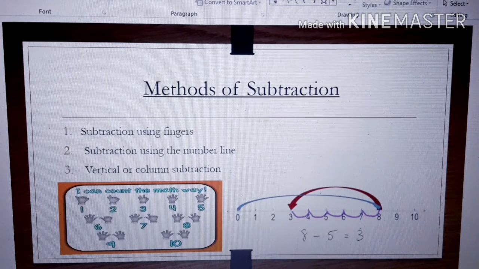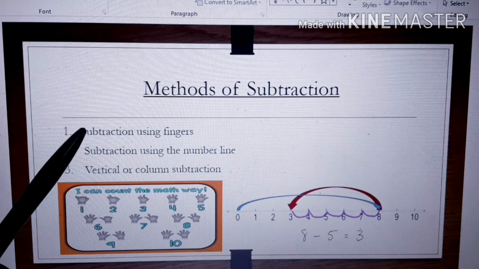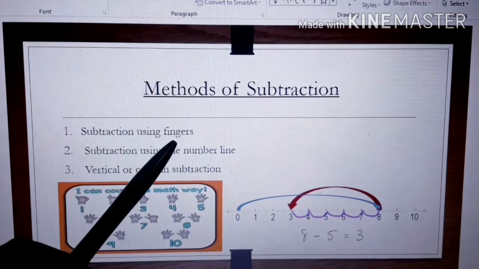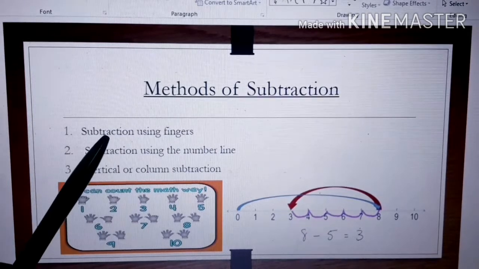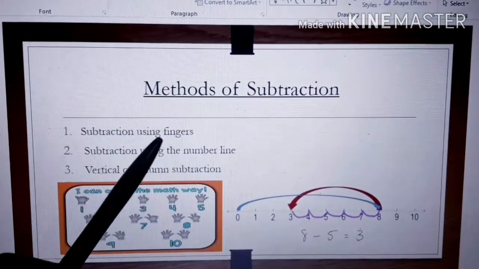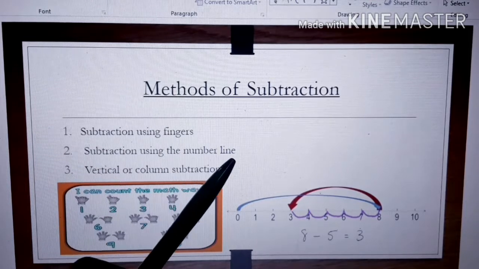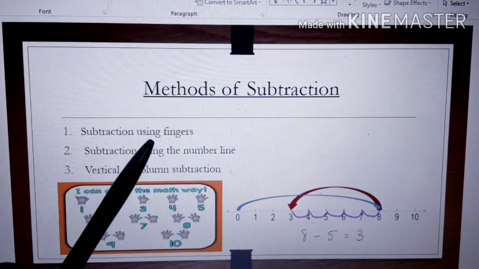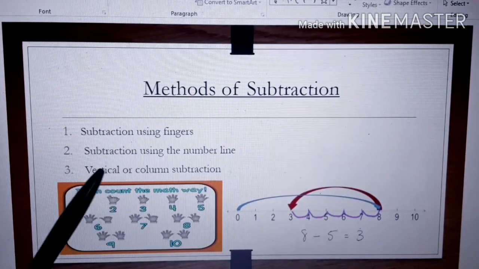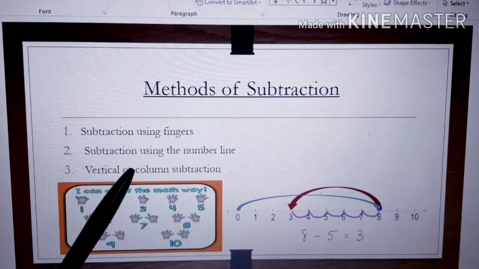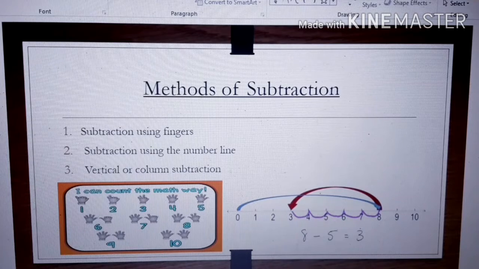Next, what we did in this chapter is methods of subtraction. We did 3 methods of subtraction. First one, subtraction using fingers. Second one, subtraction using the number line. Then the third one, vertical or column subtraction.